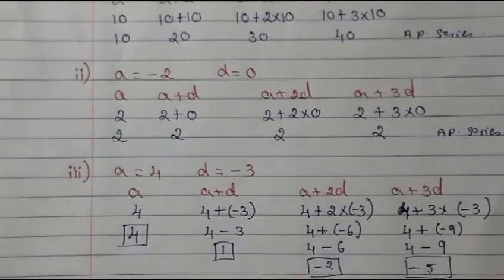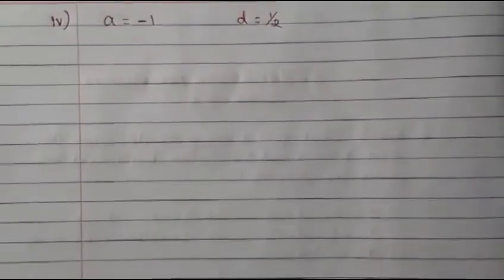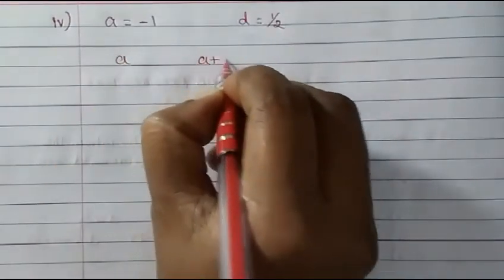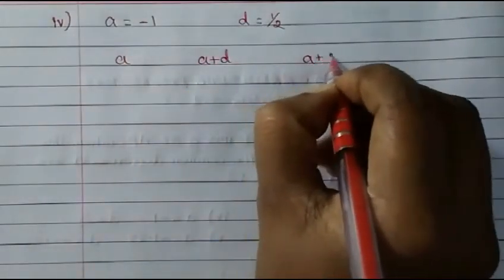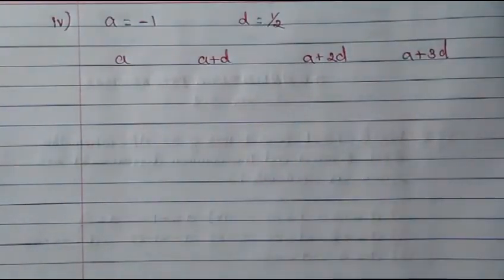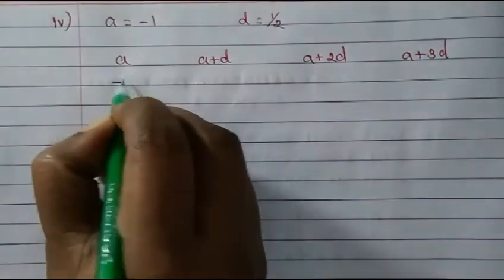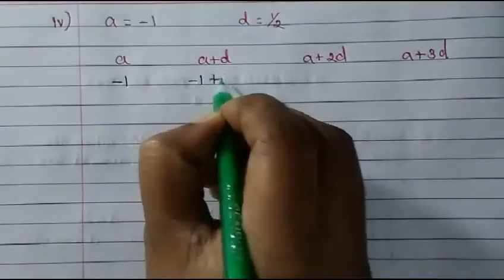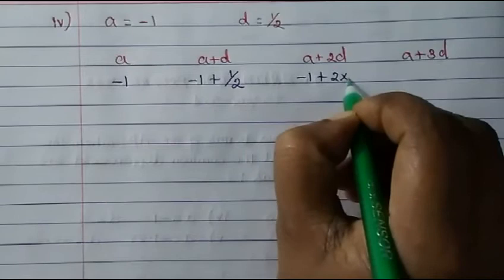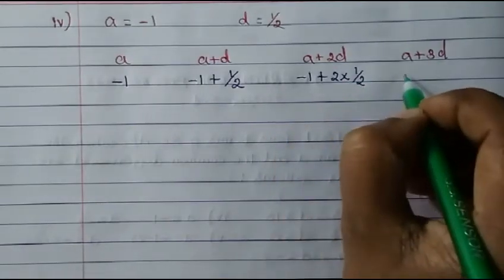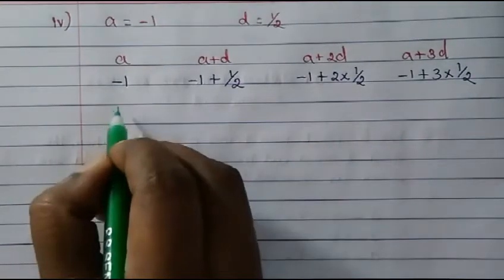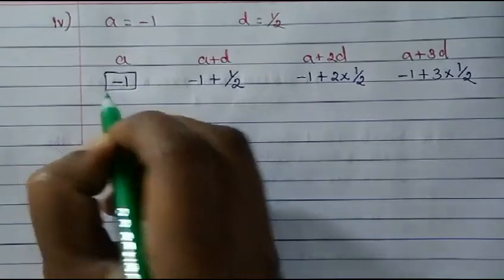So now let's do the fourth one. Now let's write the formula: A plus D, A plus 2D, and A plus 3D. So now A value is what? A value is minus 1. So minus 1 plus D is 1 upon 2. Minus 1 plus 2 into D is 1 upon 2. Then minus 1 plus 3 into D is 1 upon 2. So now A we will be getting same value only, no change.